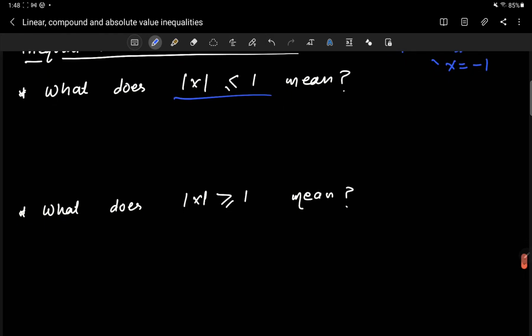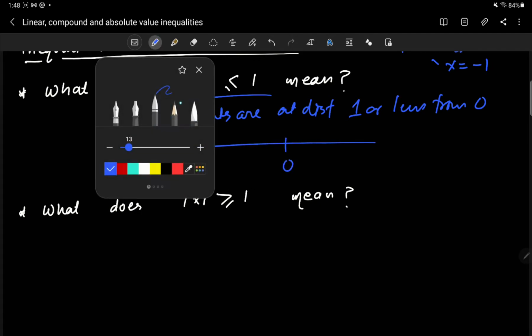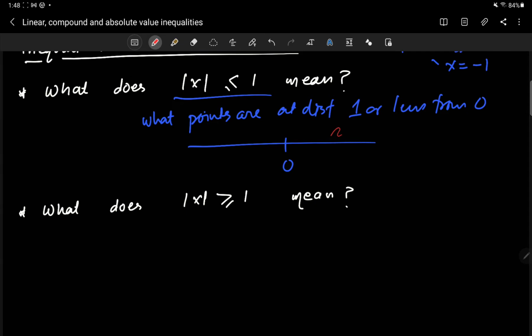So if we change this to the distance language, it says: what points are at distance 1 or less from 0? If you had to show that on a number line diagram, you would say that points at distance 1 or less from 0 are between -1 and 1. In the interval notation that we have learned, that would be -1 to 1.